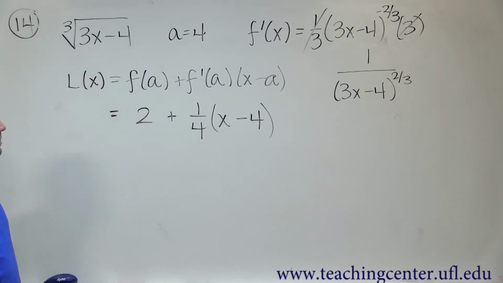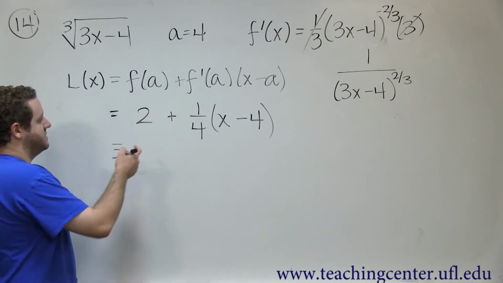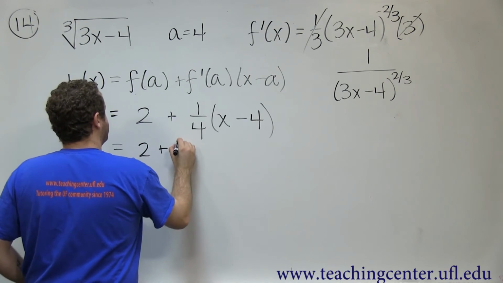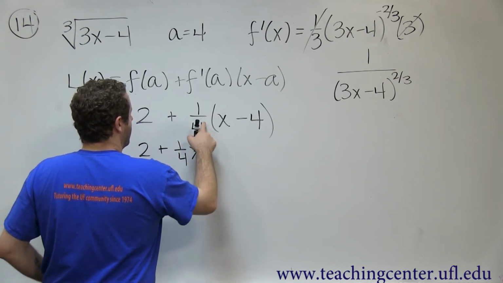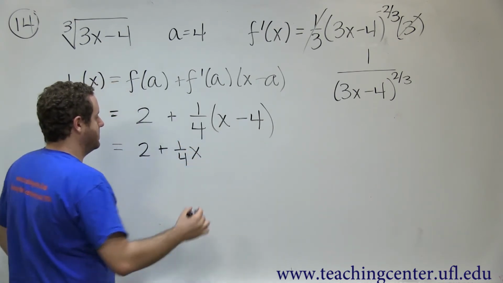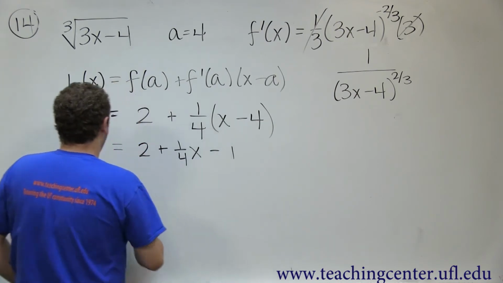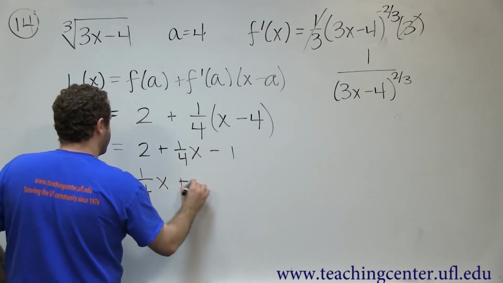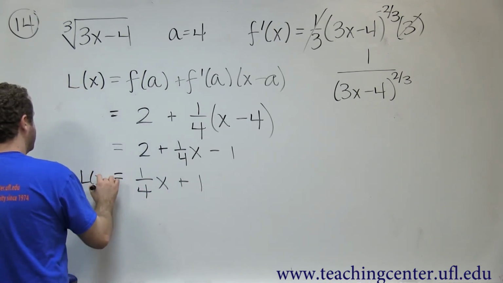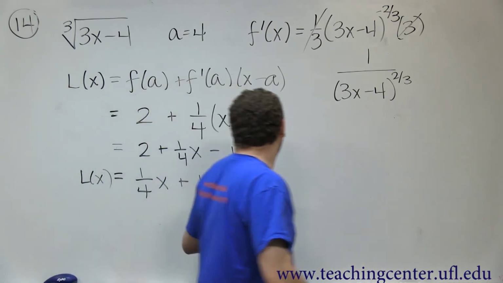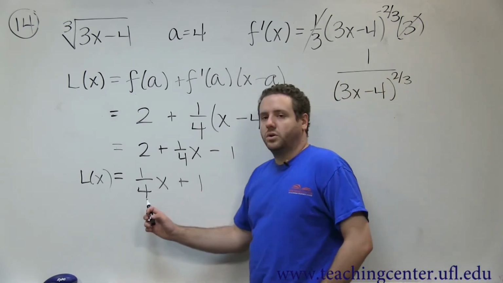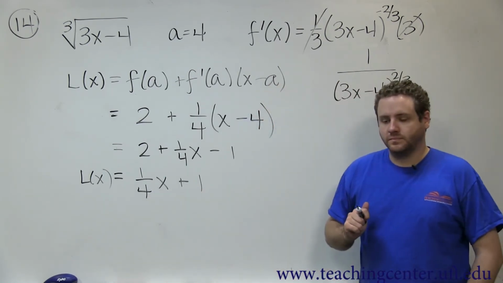Okay, so we're almost ready to do this. Let's distribute this 1/4 and simplify this as much as we can. So this would be 2 plus 1/4 x. 1/4 times 4 would be 1, so we get minus 1. And therefore, our line would be 1/4 x. 2 minus 1 is plus 1. So this is our linearization function. L of x is equal to 1/4 x plus 1.